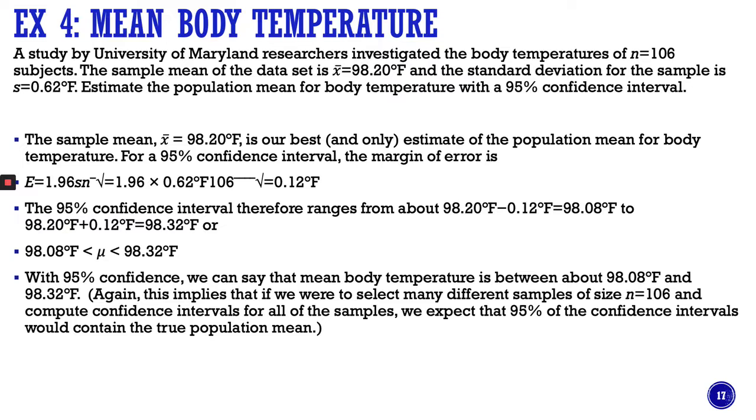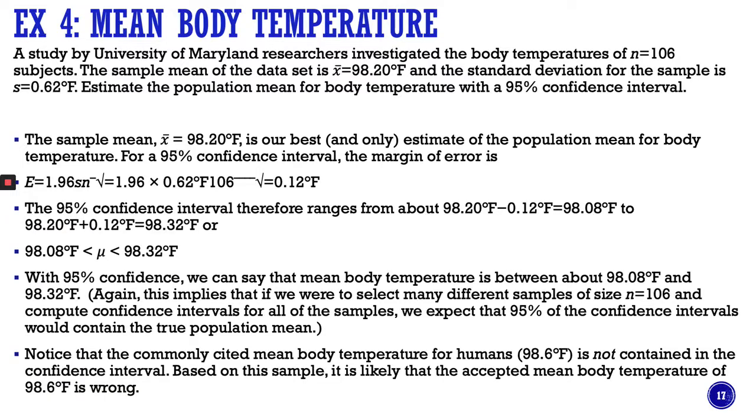Again, this implies that if we were to select many different samples of size n equals 106 and compute confidence intervals for all of the samples, we expect that 95% of the confidence intervals would contain the true population mean. Notice that the commonly cited mean body temperature for humans is not contained in the confidence interval. Based on this sample, it is likely that the accepted mean body temperature of 98.6 is wrong.